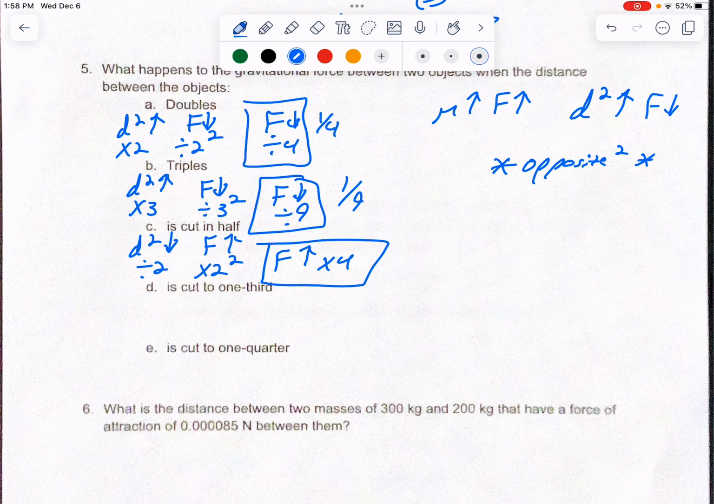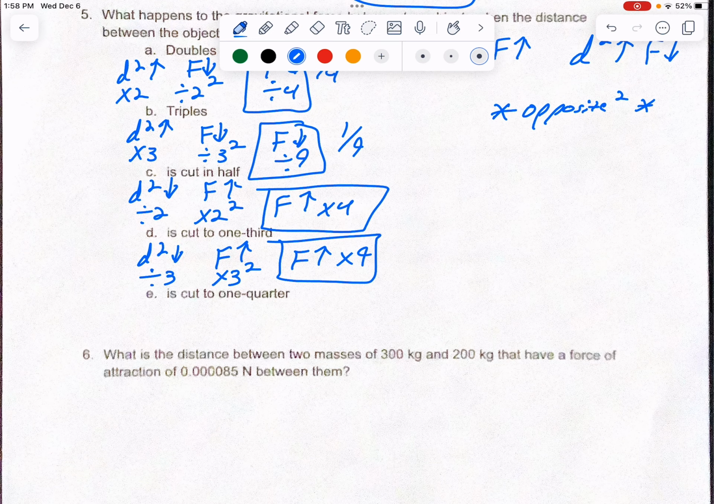Now the distance is cut to 1/3. Okay, so now d squared is going down by dividing by 3. So force is going to go up. Opposite would be multiplied by 3, but 3 squared. So that means force is going to go up by a factor of 9.